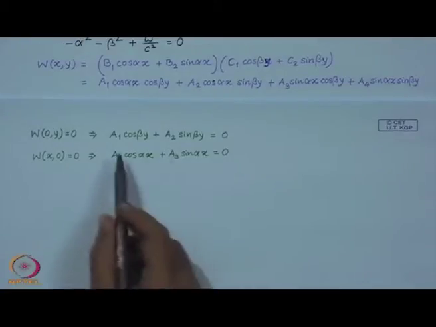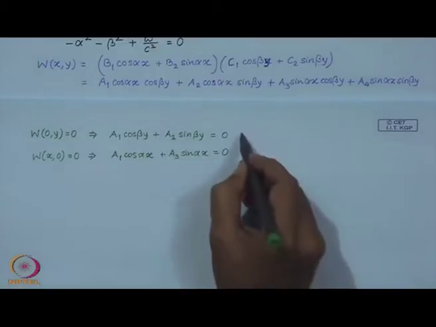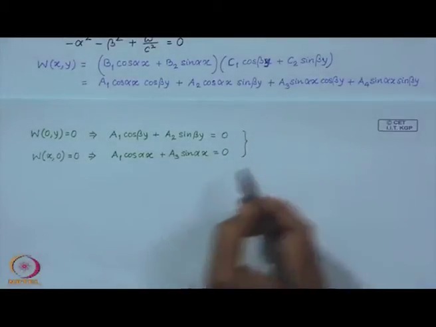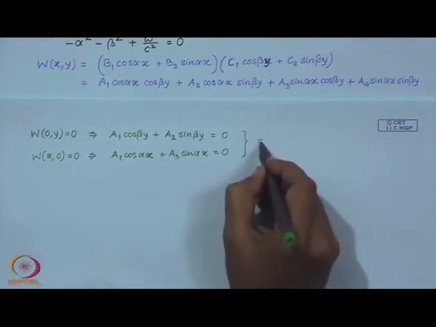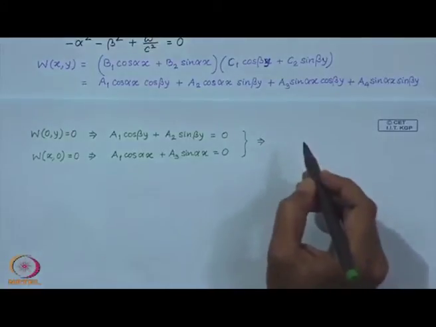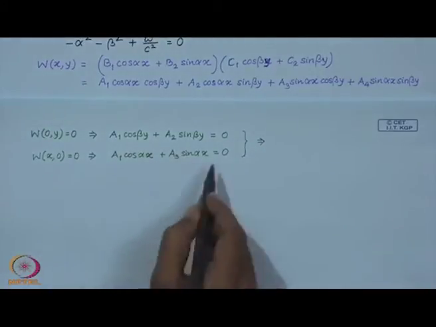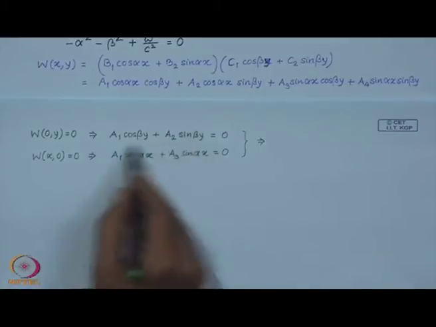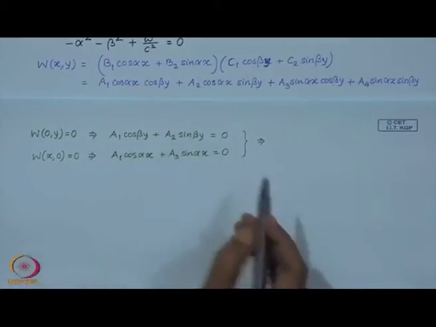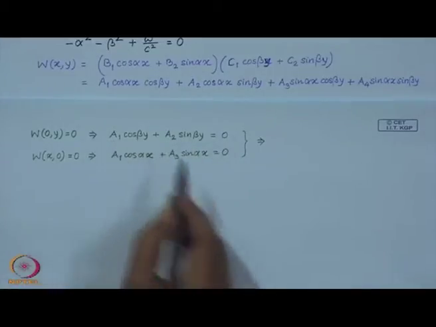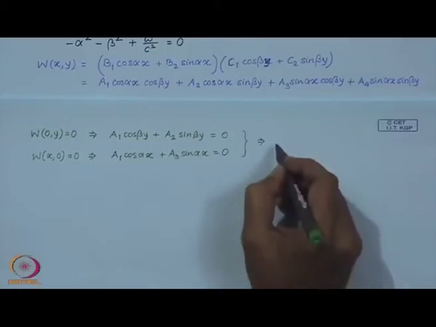Now, it is very easy to see that these two boundary conditions imply, for all y and all x, so for all y this condition should be true, which immediately tells us that A1 and A2 must be 0.